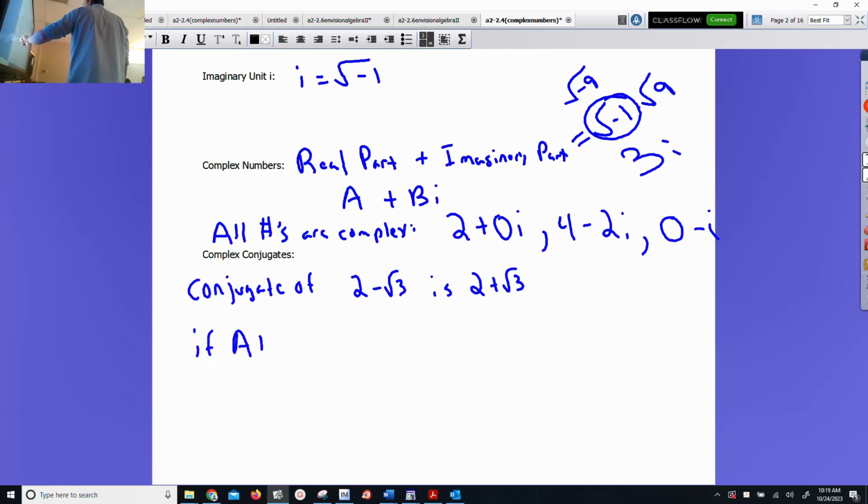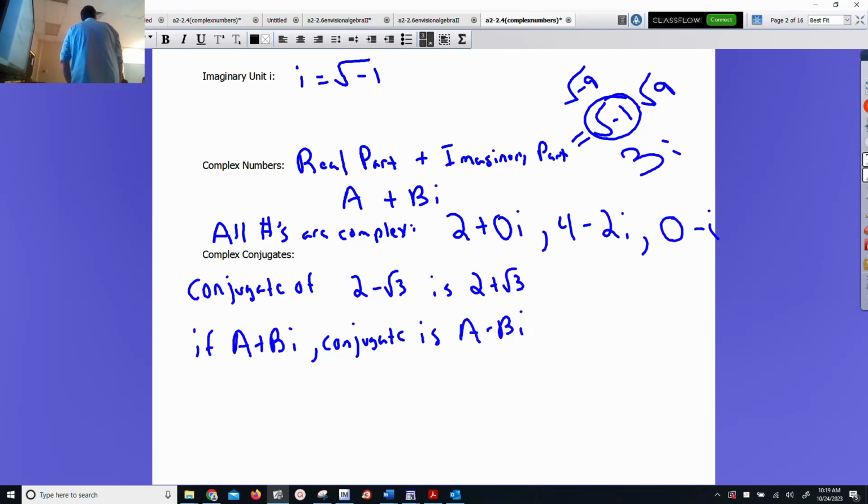If a plus bi, the conjugate is a minus bi. It's kind of a big deal. Imaginary numbers, when you have solutions, always happen in conjugate pairs. All imaginary solutions happen in conjugate pairs. I should be saying complex. All complex solutions happen in conjugate pairs.